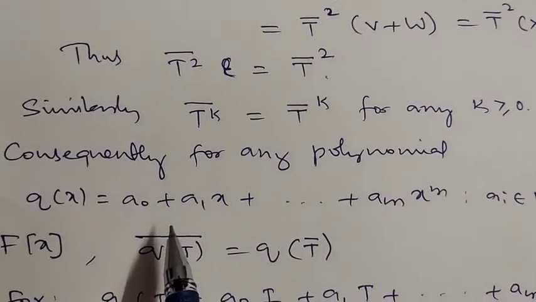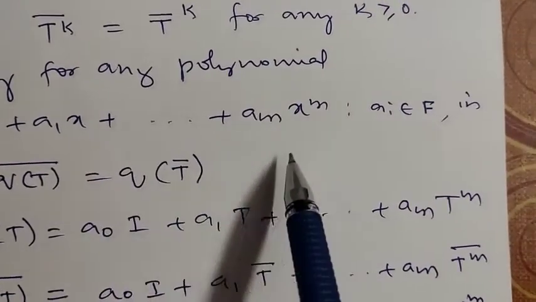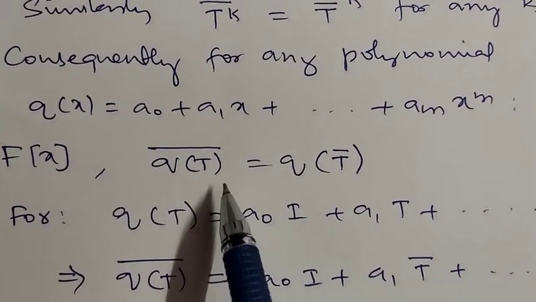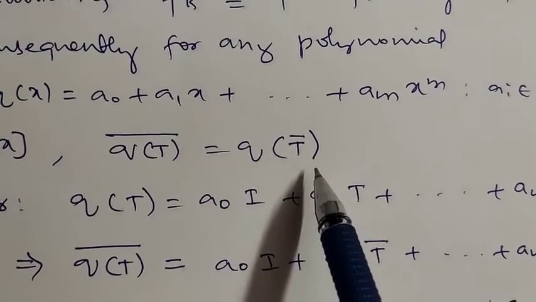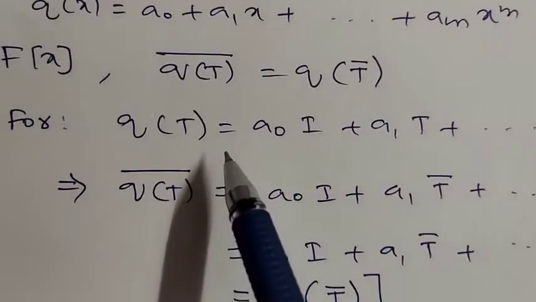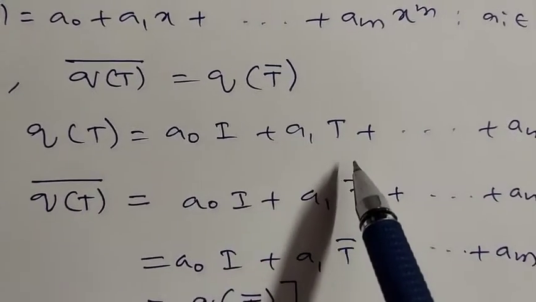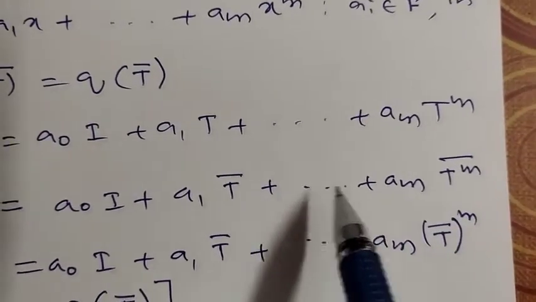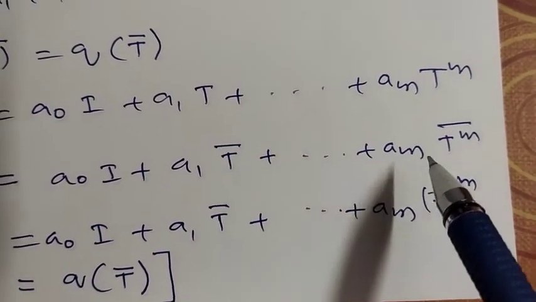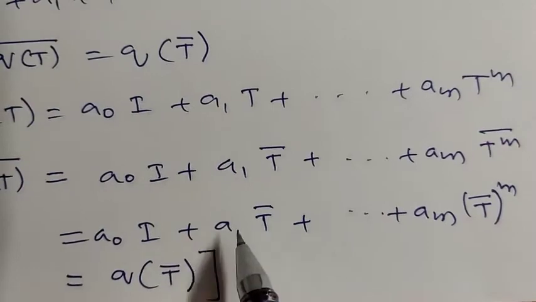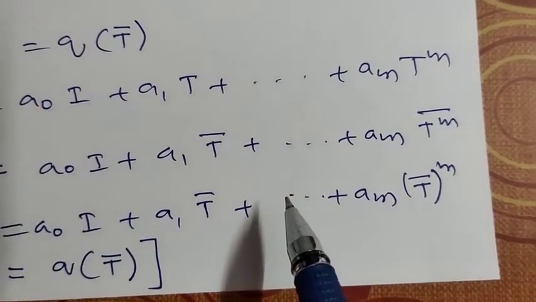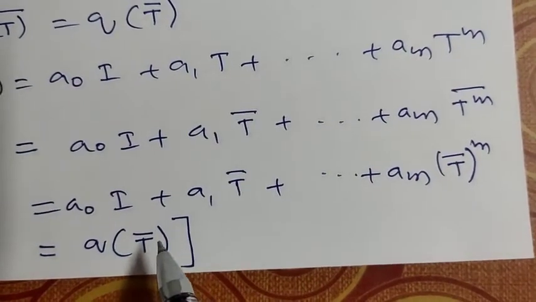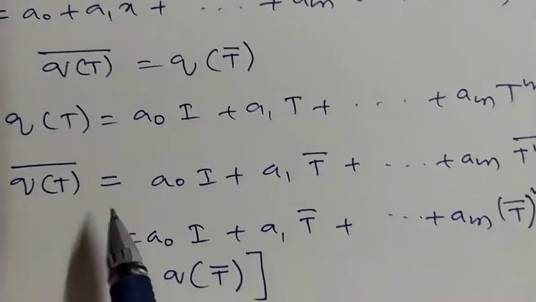Consequently, if q of x is a polynomial looking like a0 plus a1x up to am x to the power m, where the a's are scalars in F, then q of T bar is the same as q of T whole bar. If you want to prove this, q of T is a0 into I plus a1T up to am T to the power m. Now q of T bar means you take the bar of this total, so a0 into I plus a1 into T bar and so on up to am into T^m bar. This equals a0 into I plus a1 into T bar plus a2 into T square bar, which means T bar square, likewise am into T bar to the power m. This is nothing but a polynomial in T bar. Therefore q of T whole bar is q of T bar.